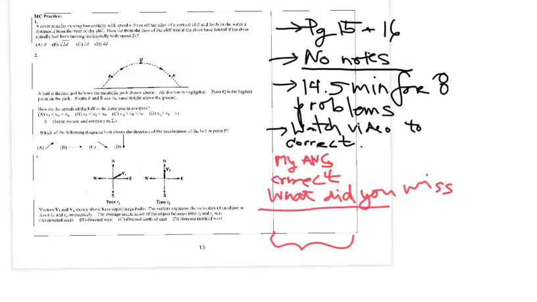What about the way you did the problem led you to get the incorrect answer, if you got the incorrect answer? Alright? So again, give yourself 14.5 minutes. Do these without notes, and then check back for the answers to these problems.